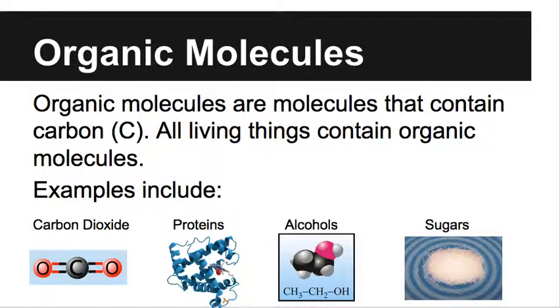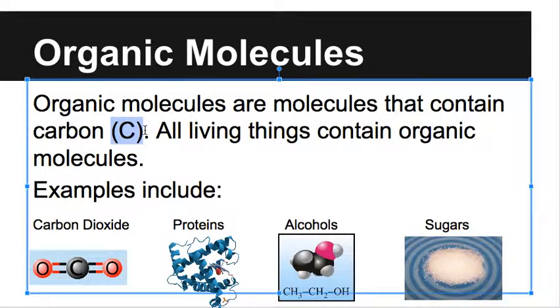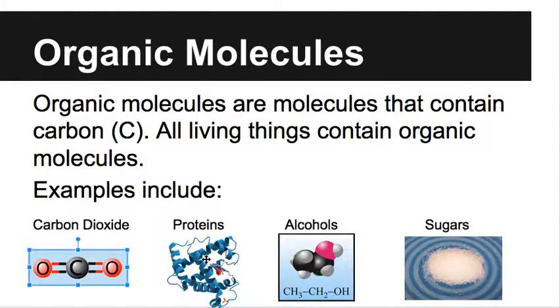Organic molecules are a type of molecule. They are molecules that contain carbon. Carbon is very important for life. In fact, all living things contain organic molecules, so all living things contain carbon. You could have carbon dioxide. Proteins are made mostly of carbon, among other things. Alcohols, this is ethanol, two carbons in this.